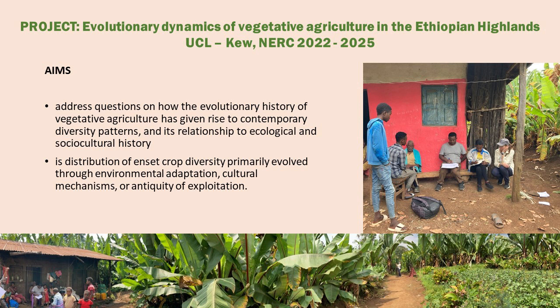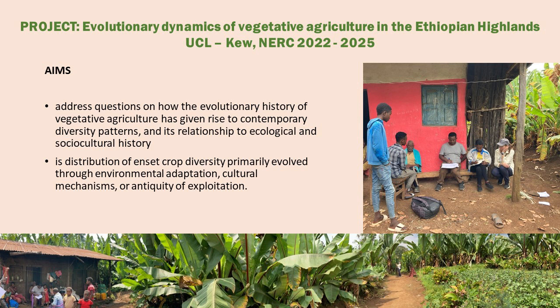Okay, so you have the general idea of Ethiopia and the state of the archaeology in Ethiopia. I will go into the nitty-gritty of what I'm actually doing in the project. So the project is this one, Evolutionary Dynamics of Vegetative Agriculture in the Ethiopian highlands, and it's a collaborative project between UCL and Kew Gardens, which is also funded by the Natural Environment Research Council, and it ends in 2025. It's got two basic aims.